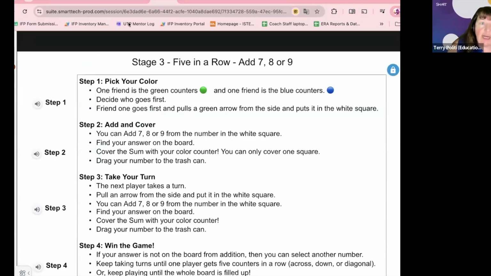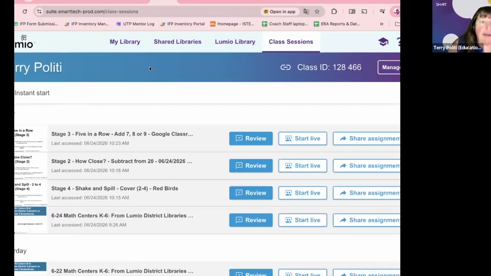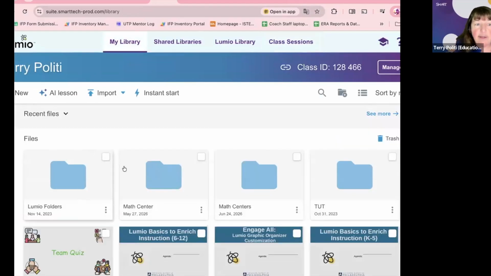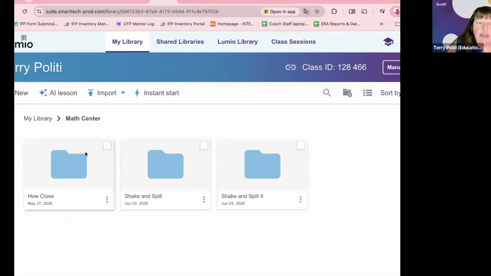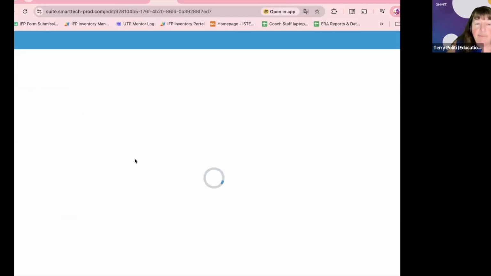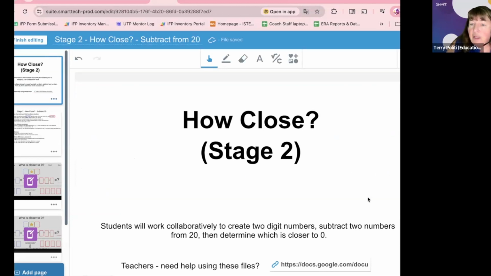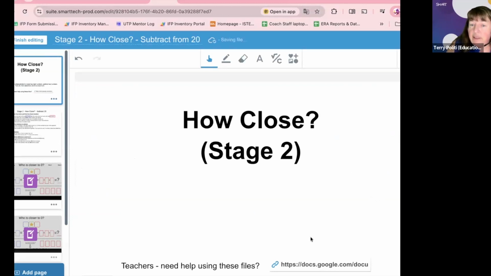But before you assign it, if I was in my library, I could have come into any of these and I could have edited the file before I made a copy. Like suppose I don't want the front page, or suppose I don't want all of these things for the kids. I can literally unlock them and delete them. So when I hand it out, it's not there. I could delete the page. I could do a whole bunch of things.